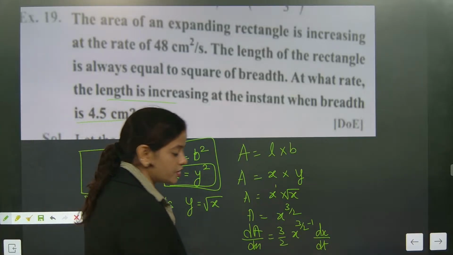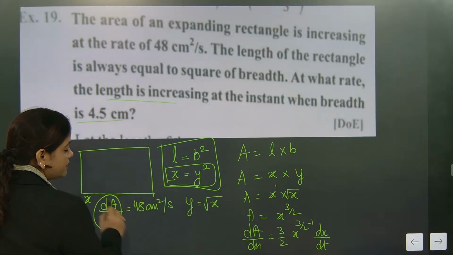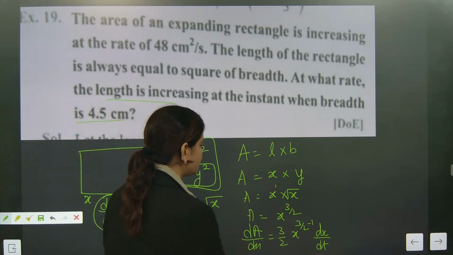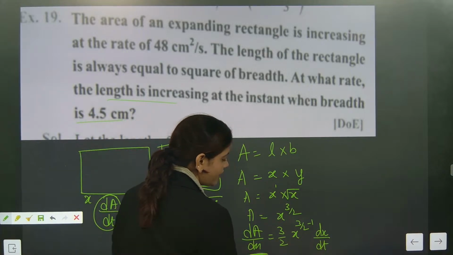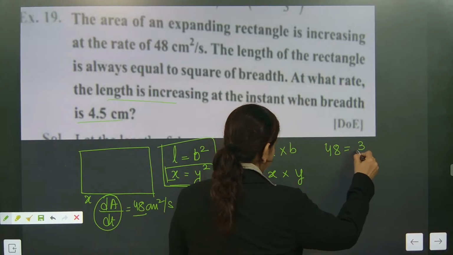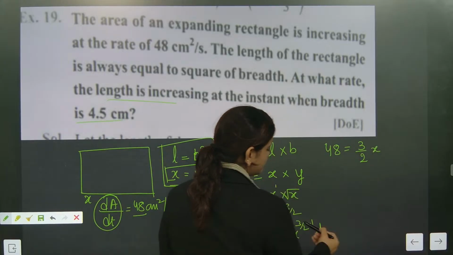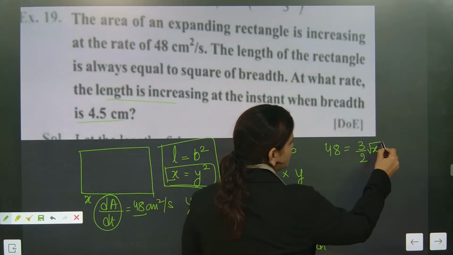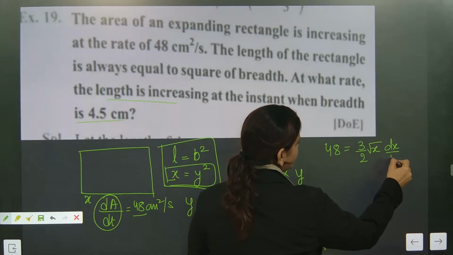Now what is the next work? Your next work is, dA by dt value is given as 48. Just substitute here the dA by dt value as 48. So here 48 is equal to 3 by 2 x to the power 3 by 2 minus 1, which will become root under x, dx by dt.